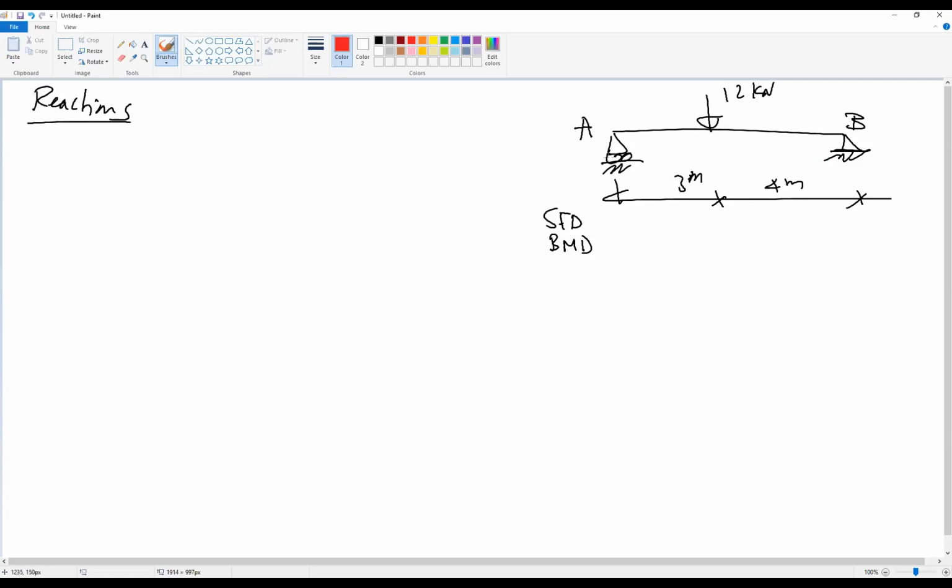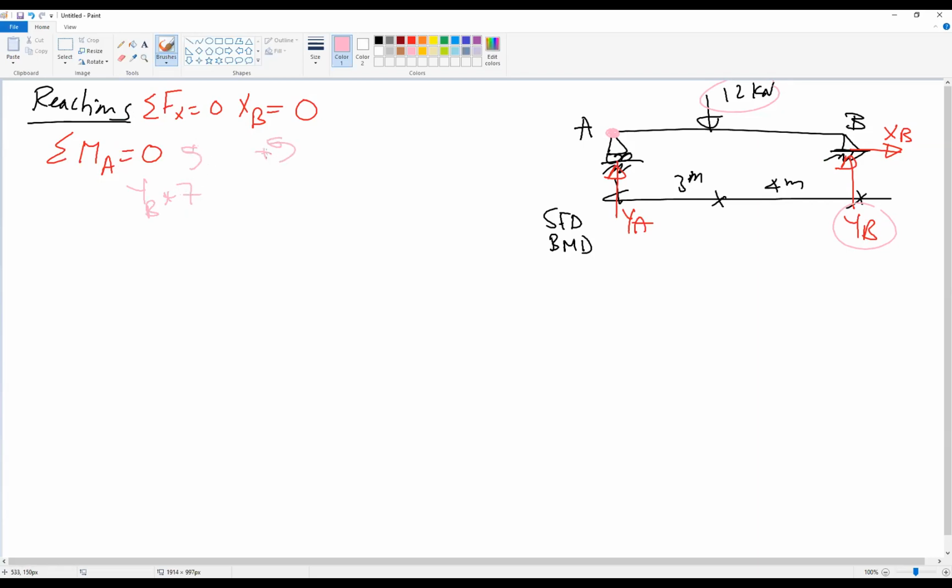How many reactions do we have? We have YA, YB and XB. If we apply summation Fx equal to 0, XB should be 0. The second step is to apply the moment equation at A equal to 0. What causes moment at A? What causes moment at A is the 12 kilonewton and YB. So we have YB multiplied by 7 in this direction.